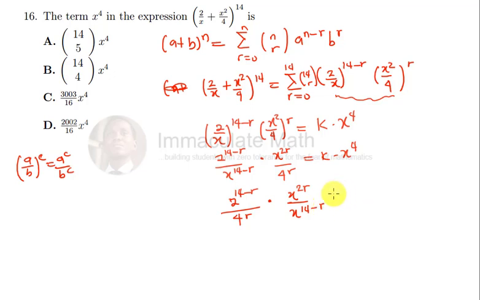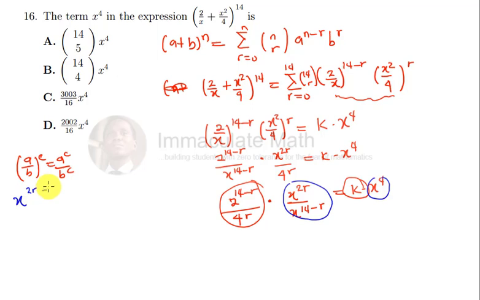So that means I'm going to have this equal to k multiplied by x raised to the power 4. You can see that this is your k here, right? And everything in this expression should be equal to x raised to the power 4. So I'm going to have x raised to the power 2r minus 14 plus r. Do you know why it is plus? Because I'm using my law of indices. This is division, so I'm going to have minus of 14 minus 2r, which is the same as minus 14 plus r, equals x raised to the power 4.